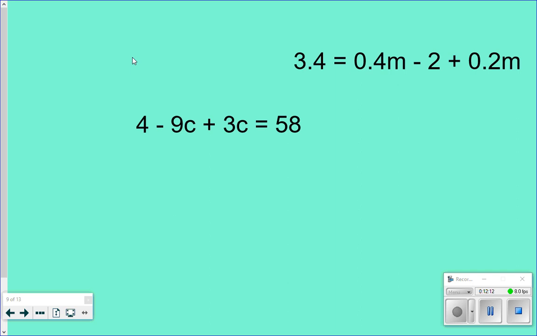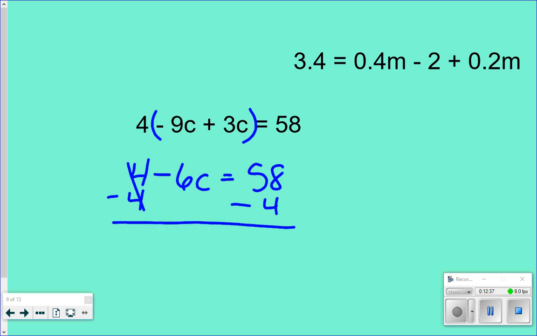So really, if I put this together, it's going to be 4 minus 6c equals 58. Do you understand why I get that part? So then I'm always dealing with this number. Even though it says subtract, I have to look at the sign in front of the 4. What sign would be in front of the 4? Positive. So what am I going to do to get rid of it? Minus 4. So negative 6c equals 54. And now you can solve like you normally know how to solve.